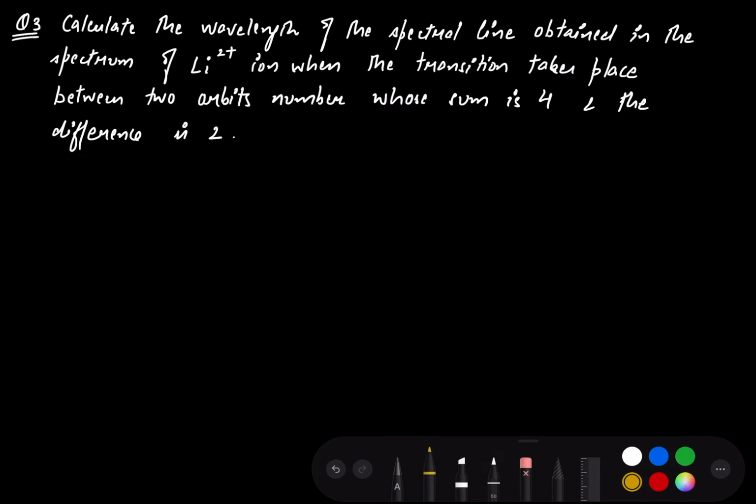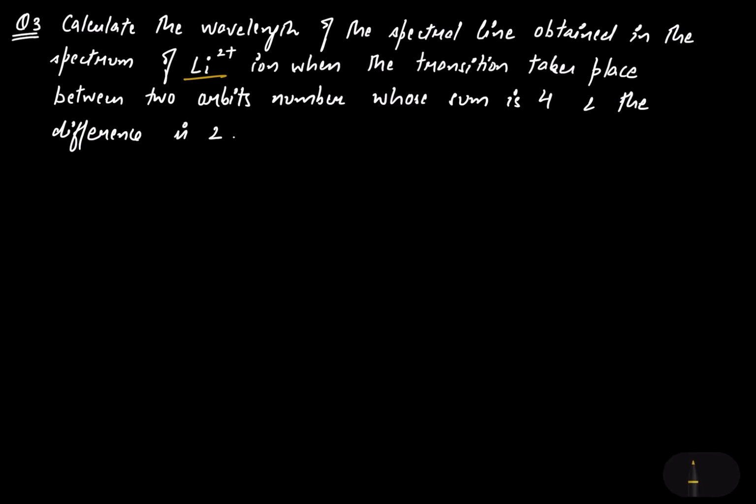The third numerical is saying: calculate the wavelength of the spectral line obtained in the spectrum of Li2 positive ion. First of all, for the Li2 positive ion, my Z comes out to be 3, when the transition takes place between two orbit numbers whose sum is 4 and the difference is 2. So I am writing the orbit numbers: n initial plus n final, their sum is 4.